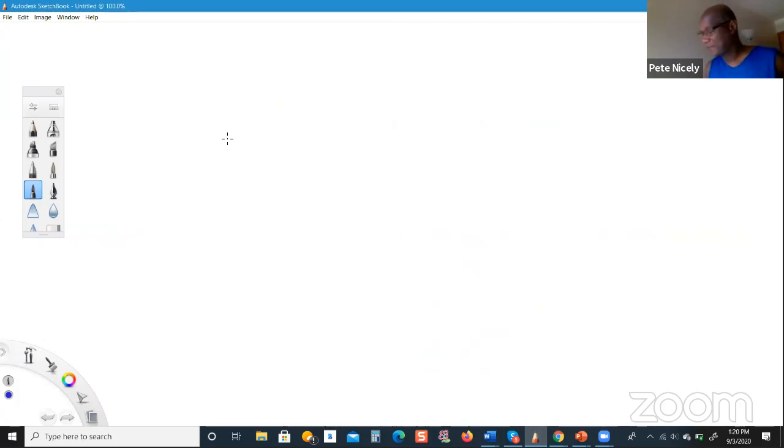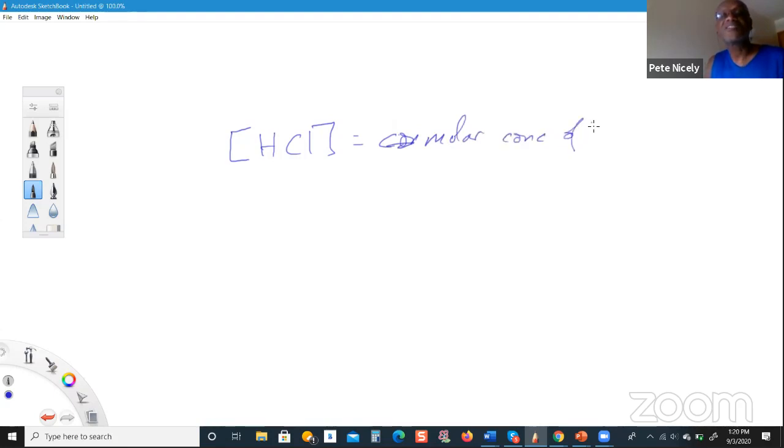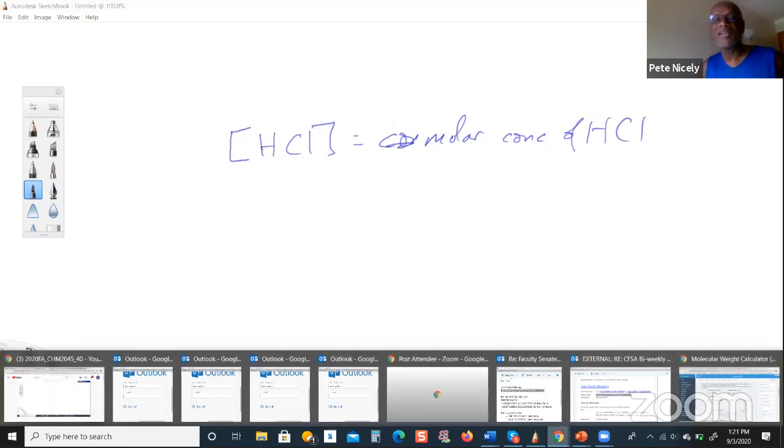So if you see something like this, this means the molar concentration of HCl. So that's how you interpret that representation, all right? That's what the square brackets represent.